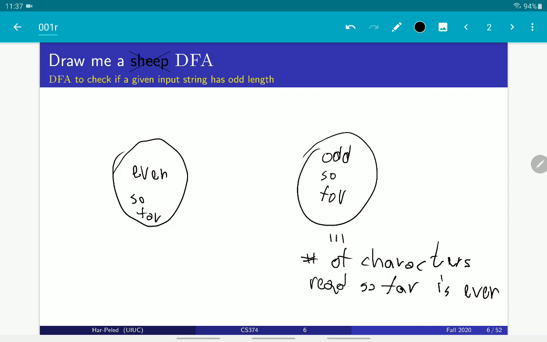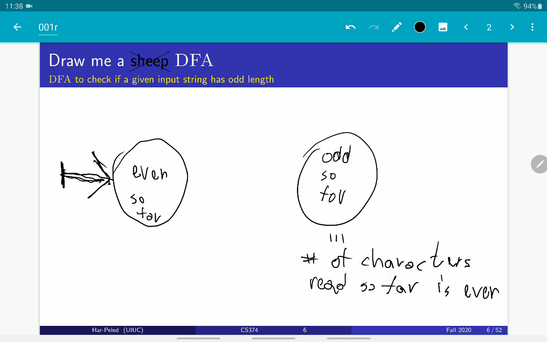Now, initially we read no characters, so the length of the string is 0. So we start in the even state, and we designate it by having an arrow. So how do we draw a DFA? We draw the states. Every state is going to be a circle or something that looks like a circle. Usually, we write inside the circle a name for the state, either a description, but usually just some unique identifier. And the starting state, where the DFA starts from in the beginning, has an arrow that comes into it from nowhere.